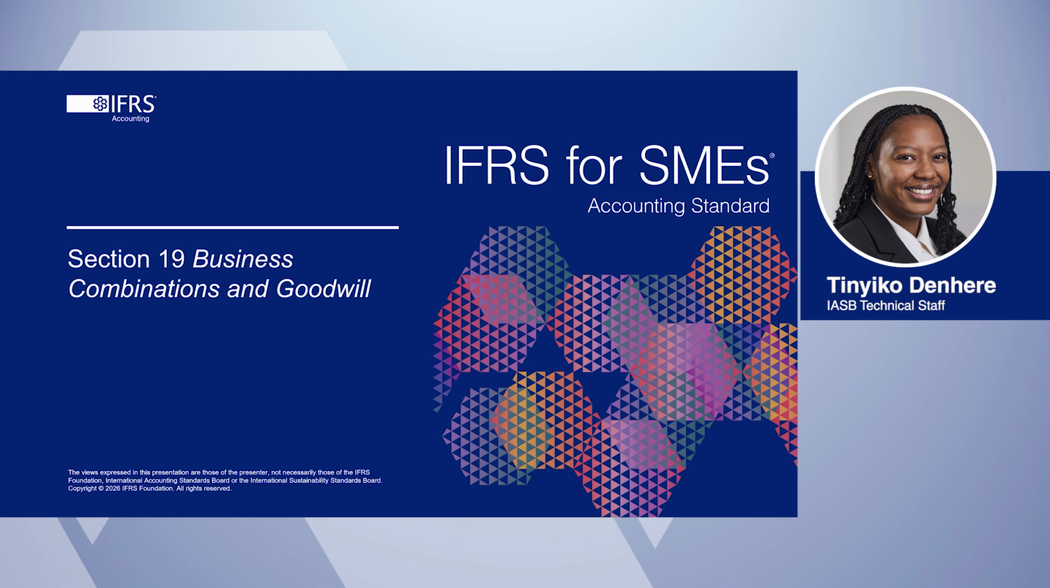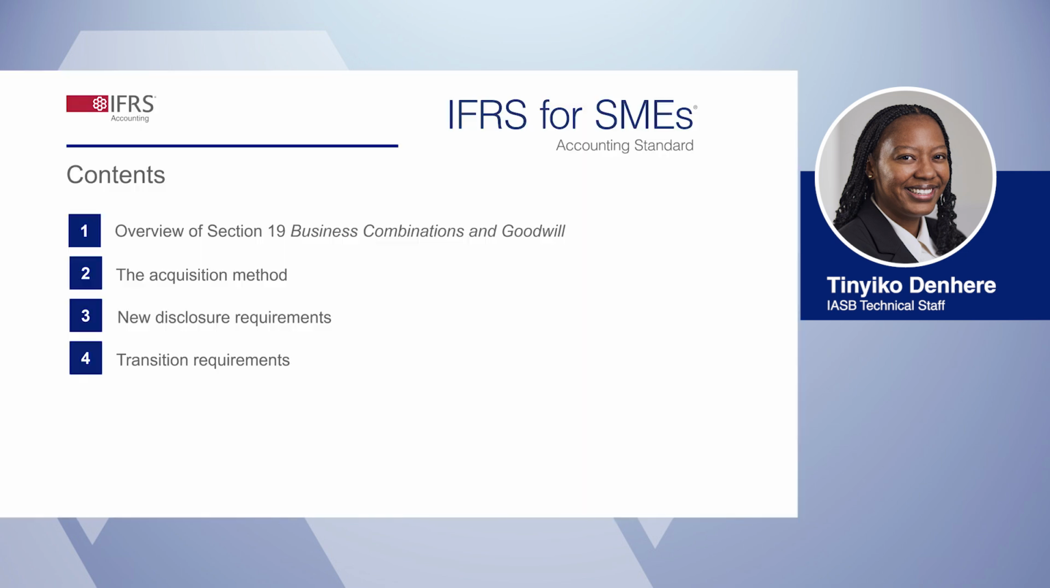We'll be focusing on the revised Section 19 called Business Combinations and Goodwill. In this webcast, we'll explore the revised Section 19 of the standard, which has been updated to align with IFRS 3 Business Combinations using the IASB's alignment approach, which considers relevance to SMEs, simplicity, and faithful representation. We'll look at the key features of the revised section, including the new definition of a business. Then we'll walk through the acquisition method of accounting. We'll examine the main disclosure requirements in the section and finish with information about making the transition to the new standard.